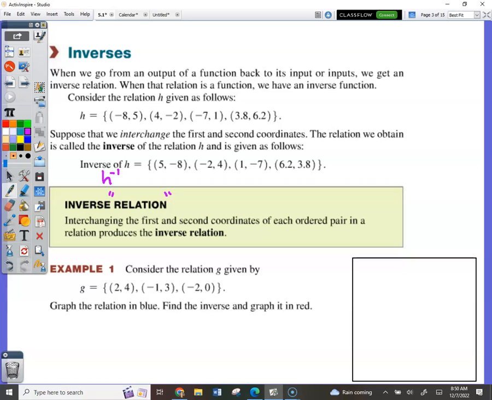So the inverse of a relation just requires you to interchange the x and the y coordinates. So come right here and practice. Here is the set G of these points. I want you to tell me what the set inverse would look like.